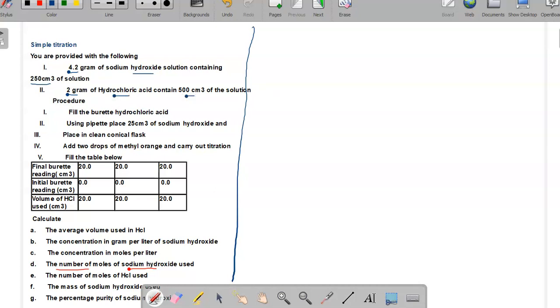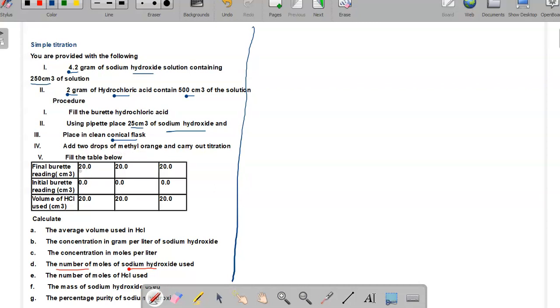Then we have the procedure. The procedure is: fill the burette with hydrochloric acid. Then, procedure 2, using a pipette, place 25 centimeter cubic of sodium hydroxide in a clean conical flask. Then add 2 drops of indicator, especially methyl orange, and you carry out the titration.